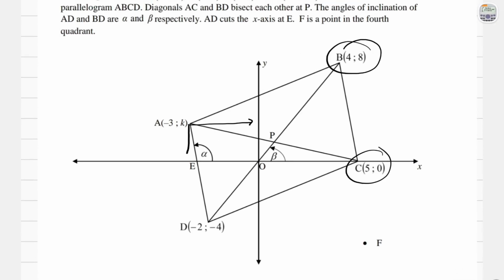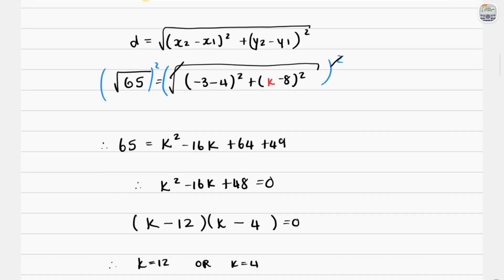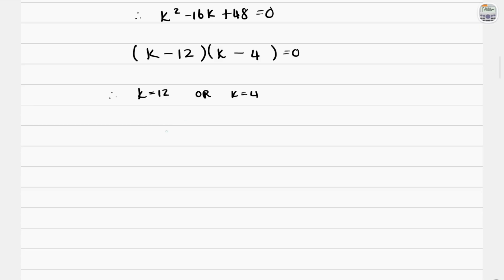We had to choose between 12 and 4. So if this point over here, B, has a y value of 8, then this can't be 12. Then that means that is 4, okay? Just looking at it in relation to the other points that we have. So therefore, it means that k is actually just equal to 4. And that is our answer.